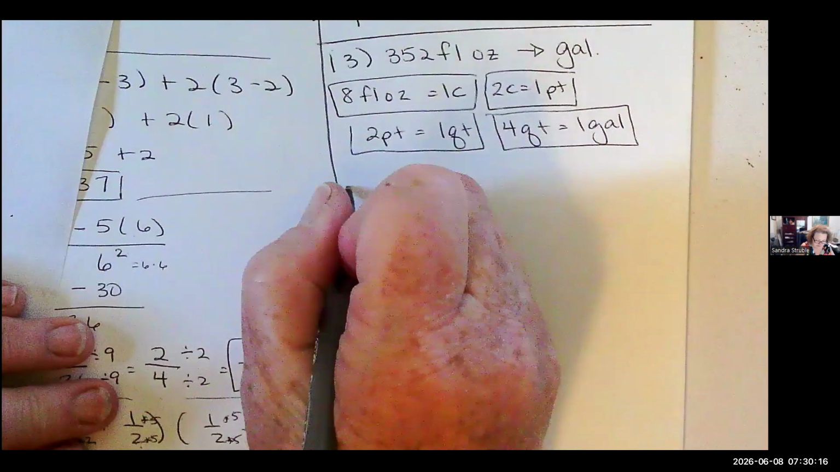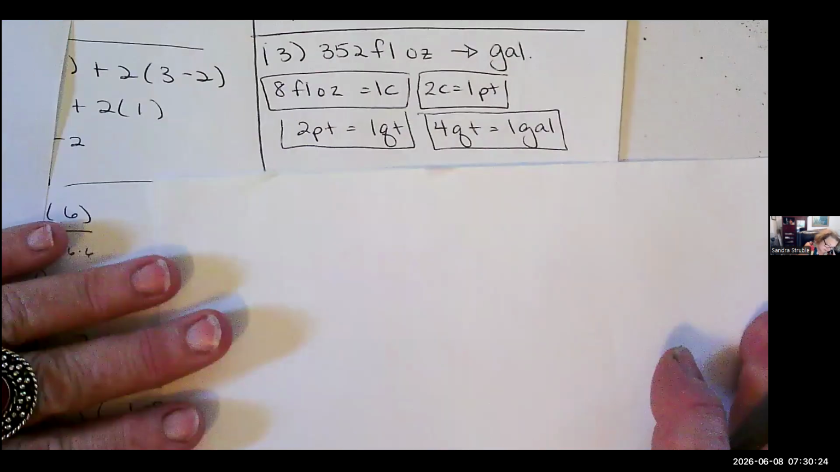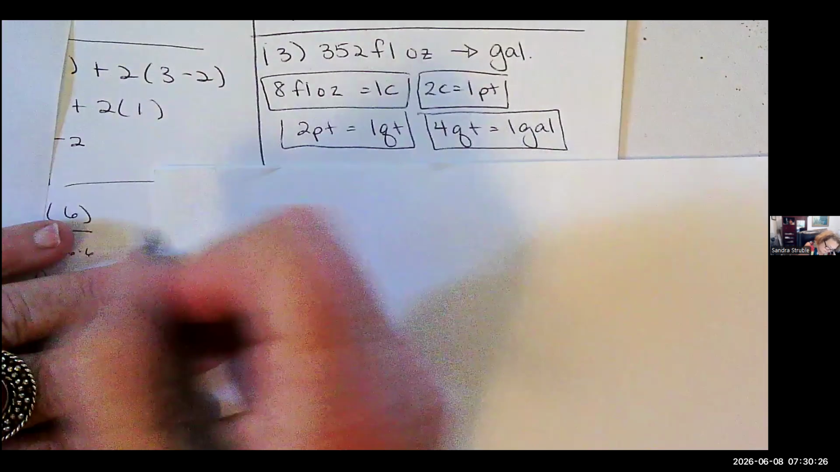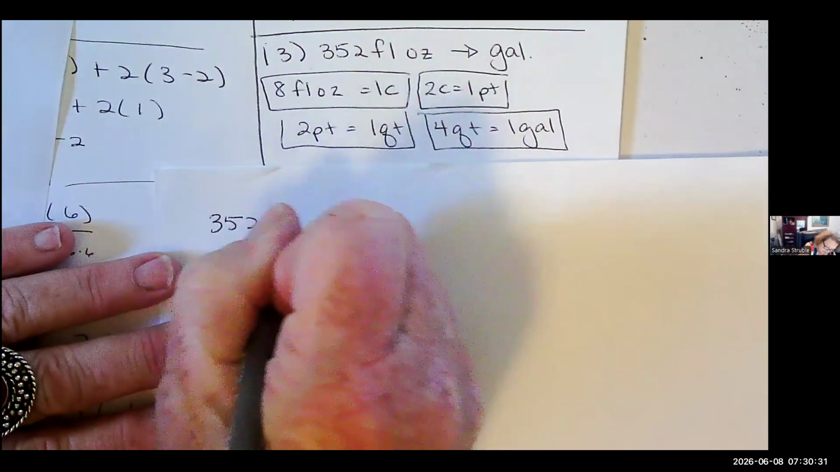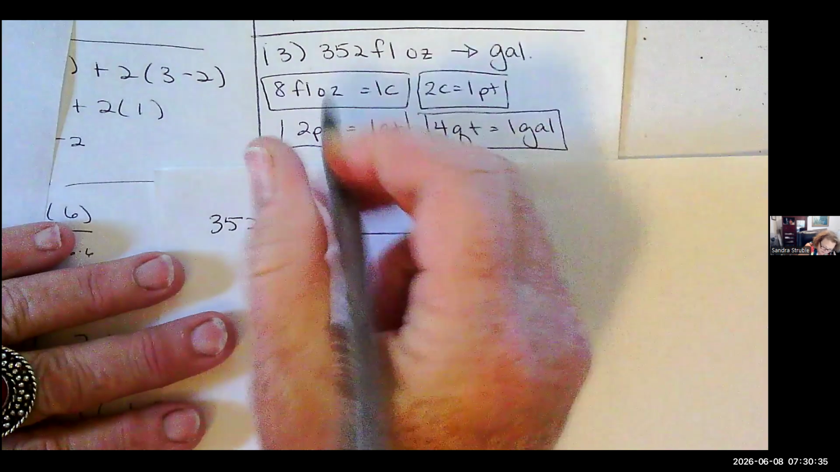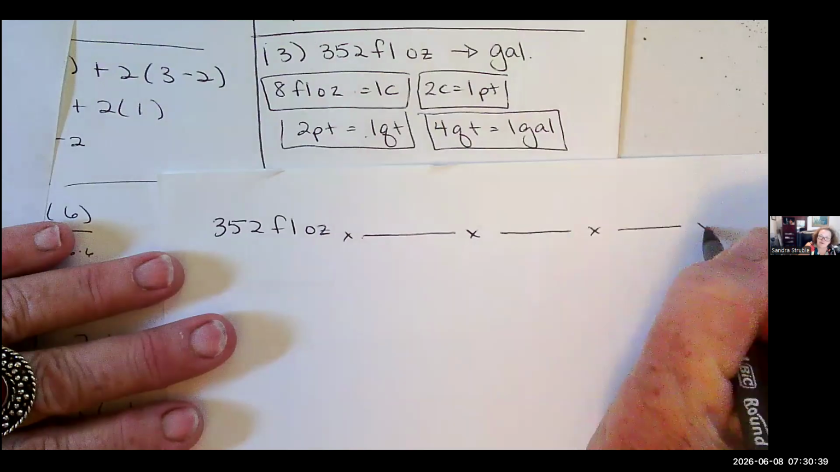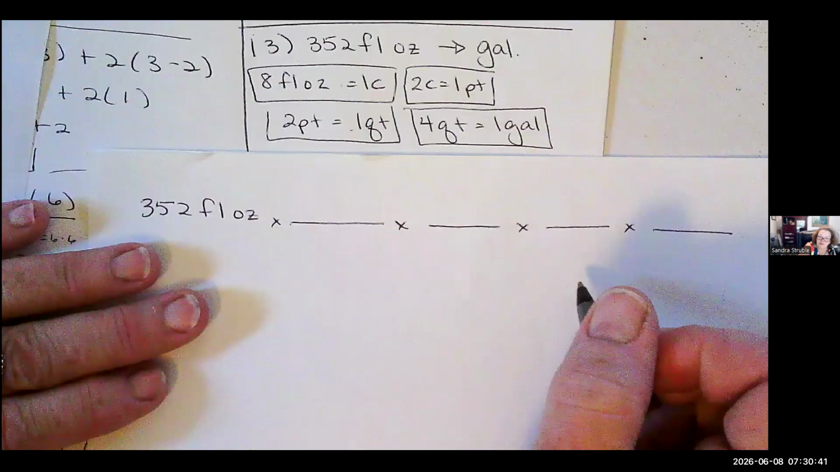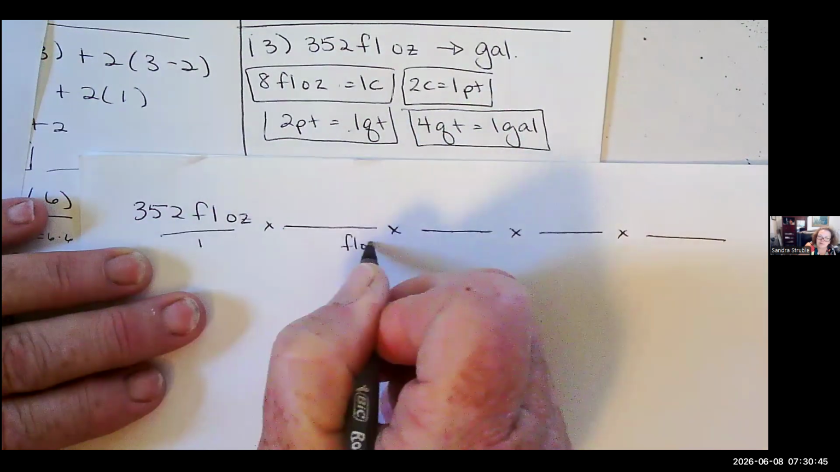I would really like to get a piece of paper I can write all of this on here straight across, because I do not like doing different steps. 352 fluid ounces. Now I set up my units first. I'm going to need 4 conversions. And I'm going to go over 1, fluid ounces on the bottom, and I'm going to go to cups.